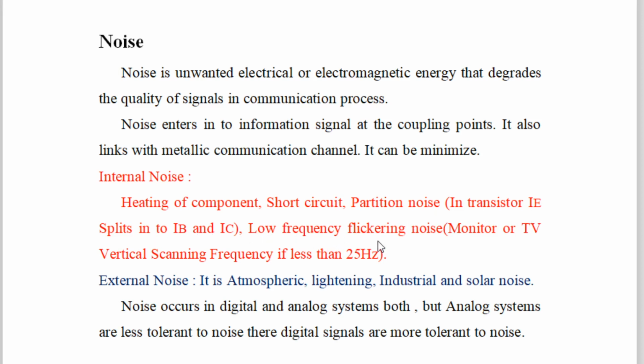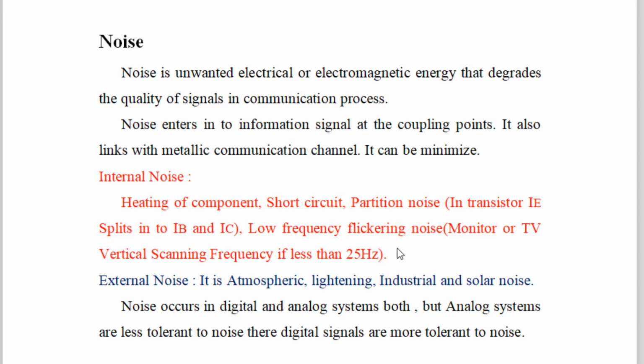Then low frequency flickering noise. This is also one of the noises with which you are familiar. Suppose you are watching TV and most of the time you observe that your TV screen is flickering. Why do we say the TV screen is flickering? Because you can notice with your naked eye that the screen is appearing 4 or 5 times in 1 second. That you call flickering.